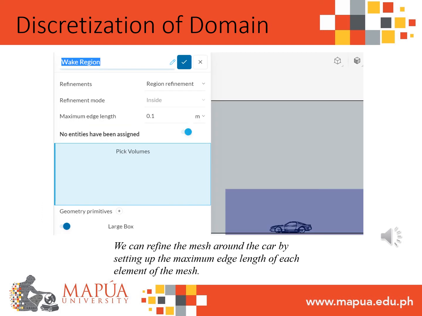We can refine the mesh of a certain volume we want. In our case, we want to refine the mesh around the car, and that can be done by setting up the maximum edge length of each element of the mesh. By setting up the maximum edge length, we can control the size of elements inside our chosen volume.